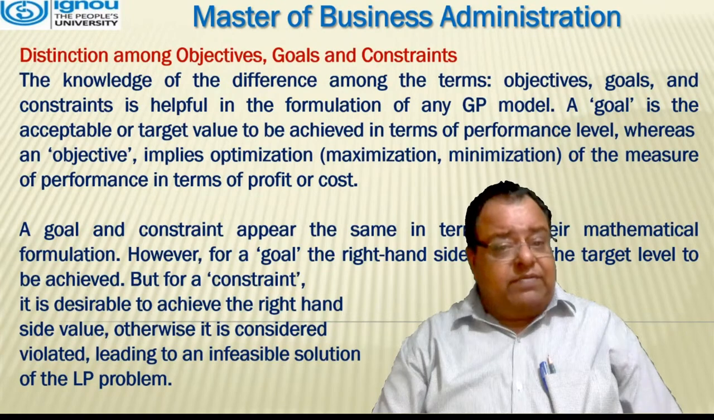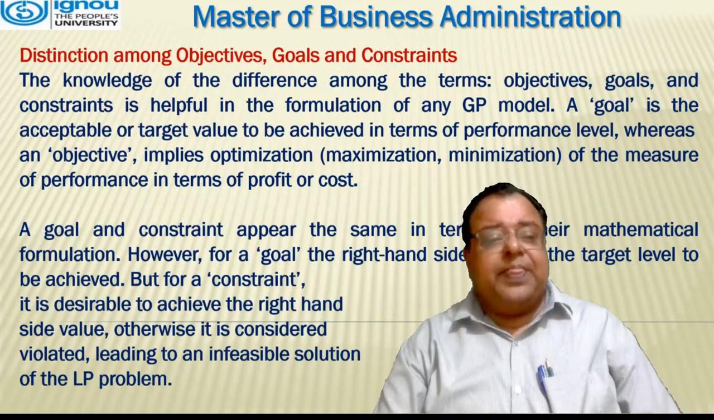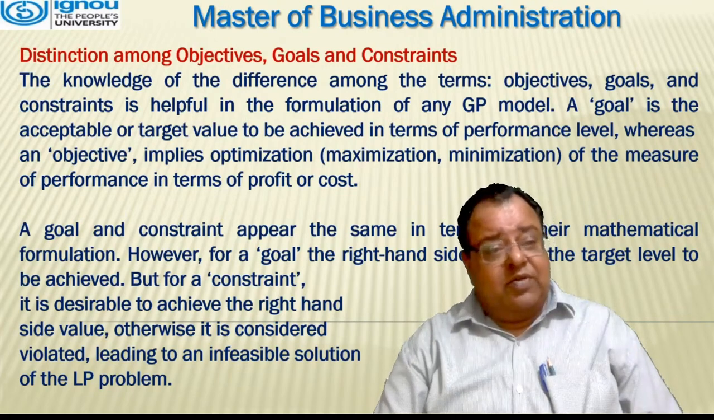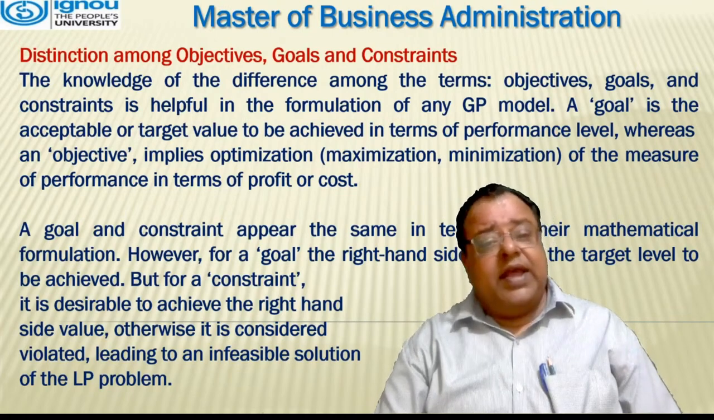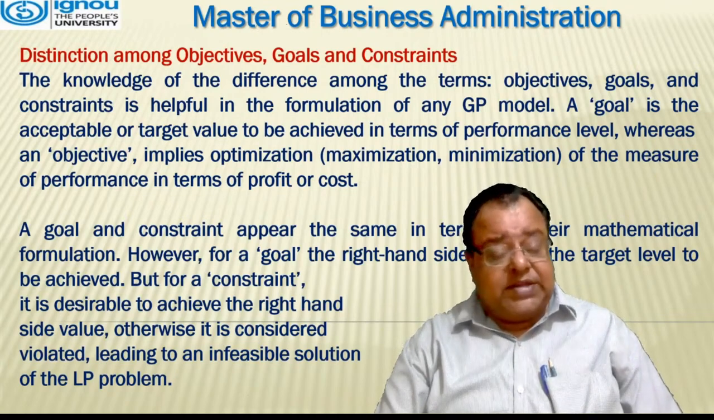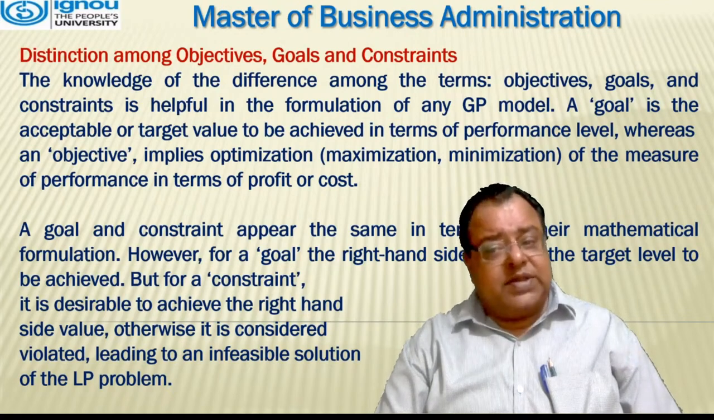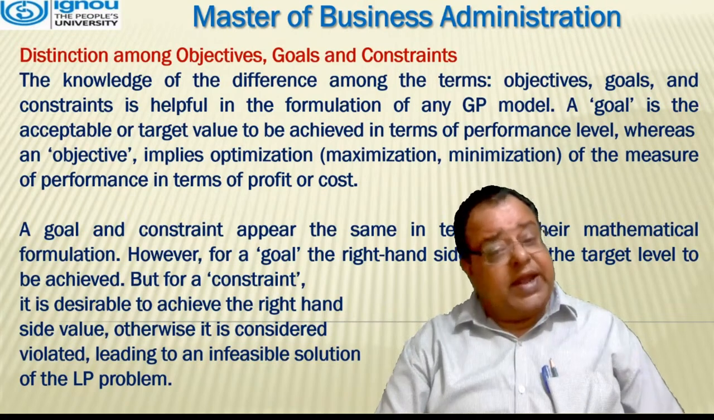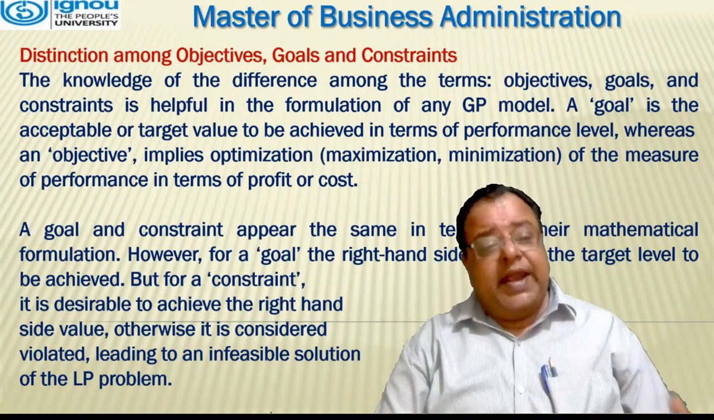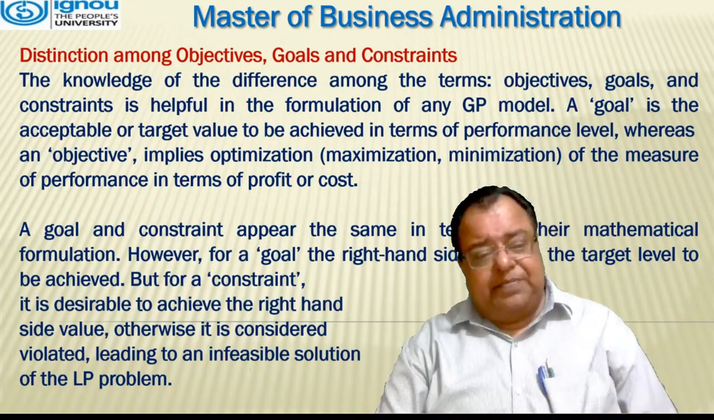Distinction among objectives, goals, and constraints. The knowledge of the difference among the terms objective, goals, and constraint is helpful in the formulation of any GP model. A goal is the acceptable or target value to be achieved in terms of performance level, whereas an objective implies optimization. It can be maximization or minimization of the measures of performance in terms of cost or profit.